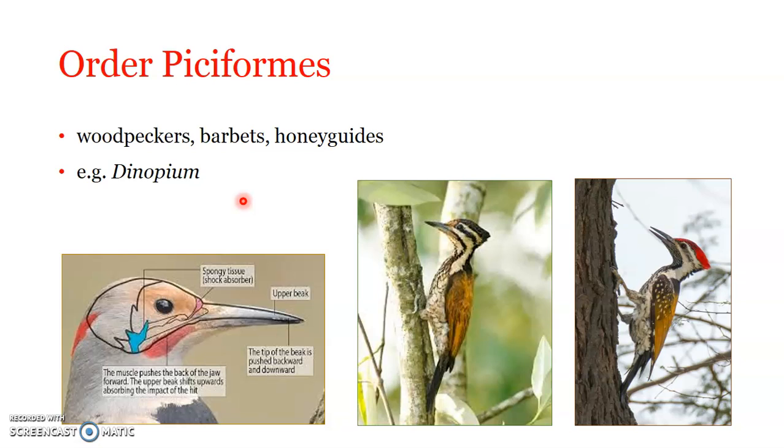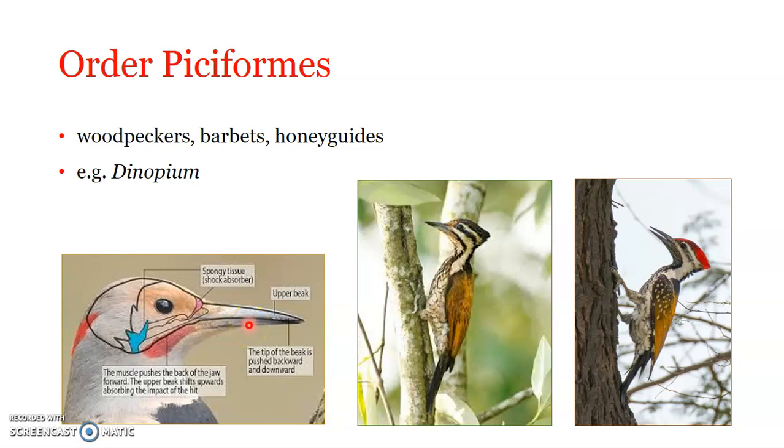The next one we have is the order Piciformes, and the Piciformes include the woodpeckers, barbets, and honeyguides. Obviously, you may be familiar with woodpeckers and barbets. Dinopium, specifically, is the woodpecker which you are supposed to learn. They have tail feathers which are stiff with pointed tips, and beaks stout and powerful. You can see the beaks are very stout and powerful, with which it hits onto the wood.